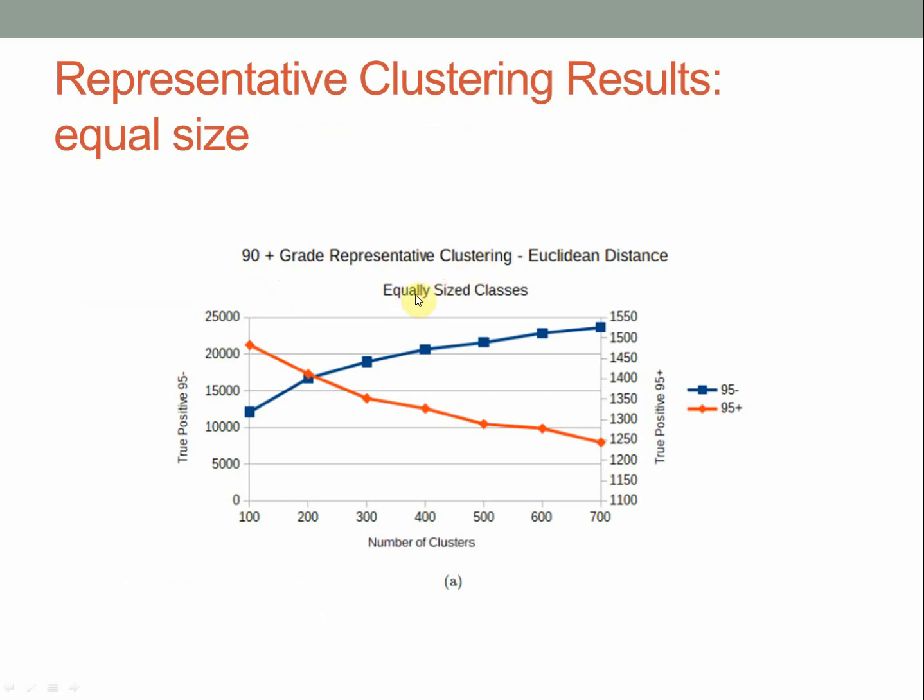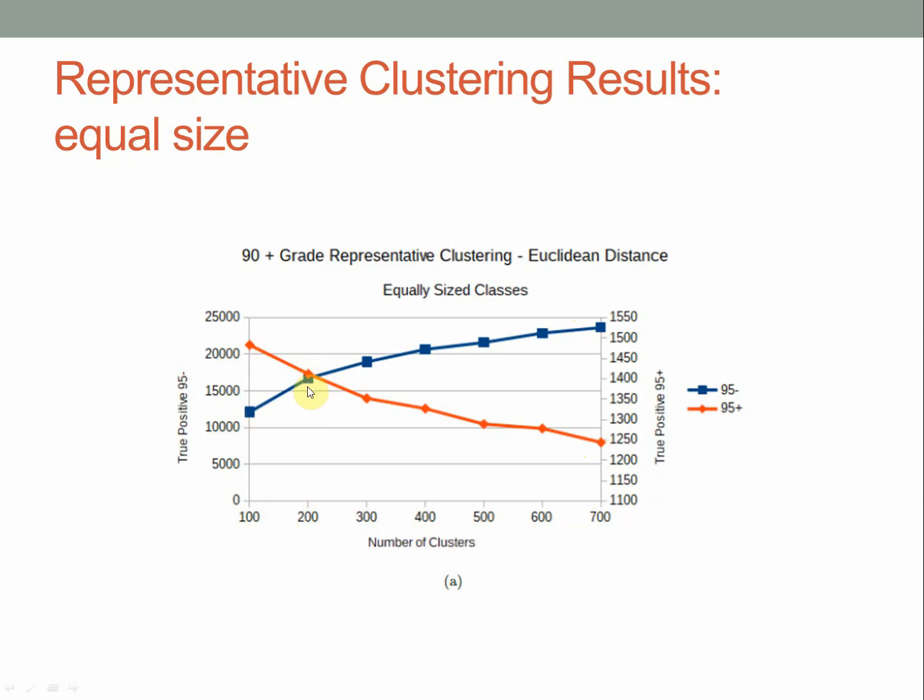We start with the 95 plus great representative clustering, and we use the equal size classes. So when we come to the equal size of the classes, indicating we select the same amount of ones for majority and minority, you can see that for 95 plus, the correct prediction goes down, and the 95 minus goes up. And that is comparing with the number of clusters.